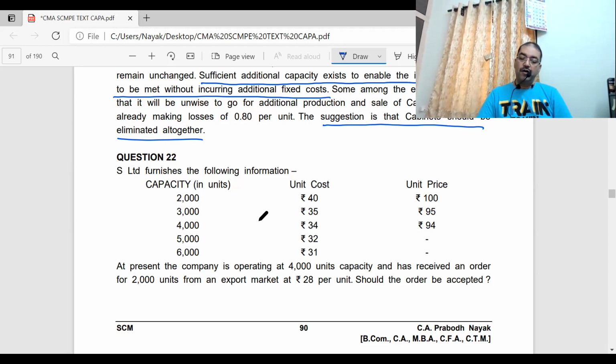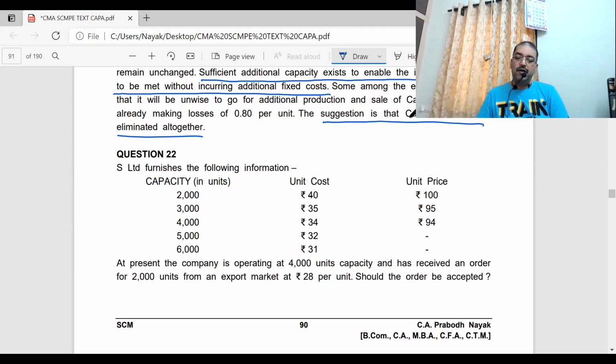And the company has received an order for 2,000 units from an export market at 28 rupees per unit. Should the order be accepted? If yes, then why? If no, then why? So calculate and tell me whether the order should be accepted or not.